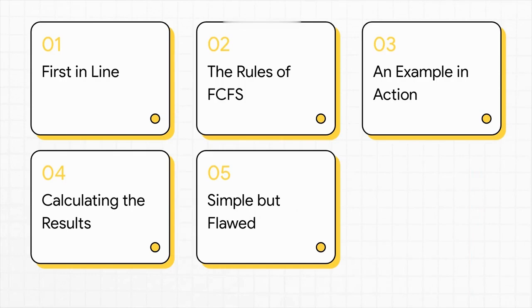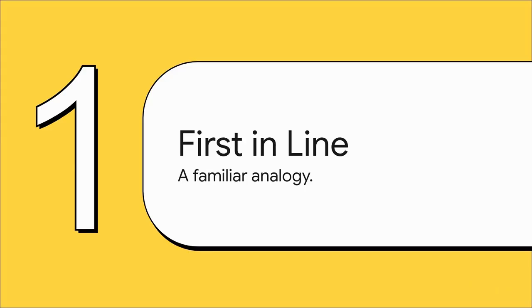So here's our game plan. First, we'll start with a real-world analogy you already know. Then we'll dive into the actual rules. After that, we'll walk through a full example, crunch the numbers to see how it did, and finally, we'll talk about the one big problem that makes this algorithm so interesting to study. All right, first things first.